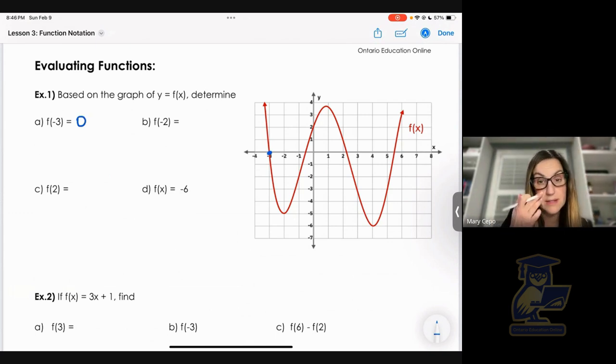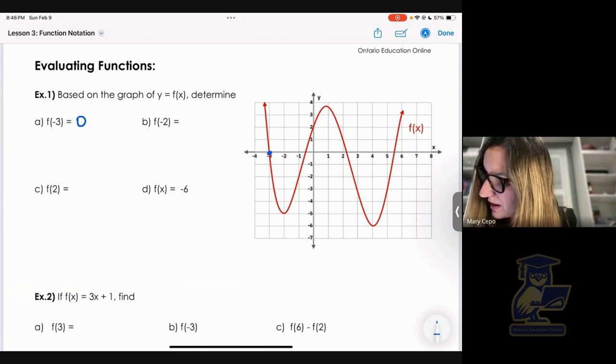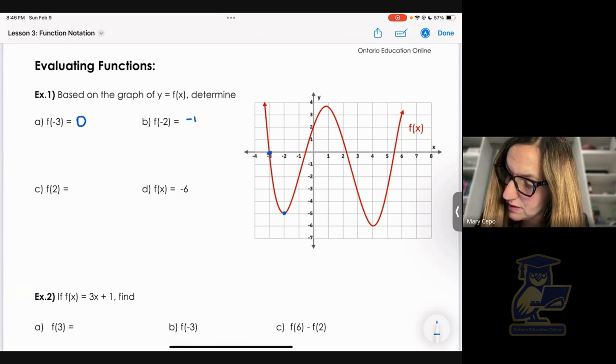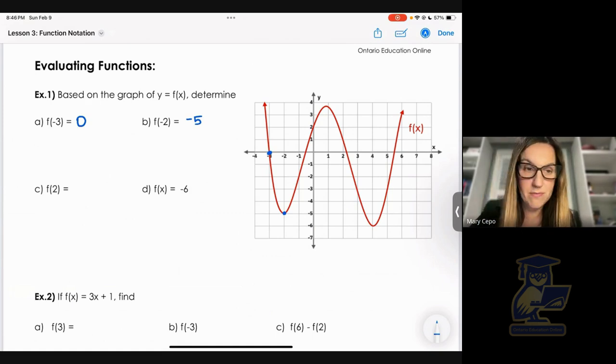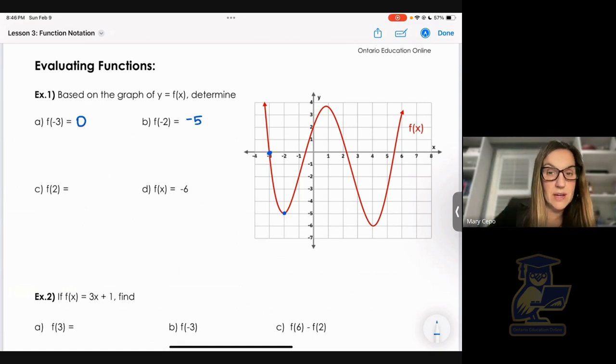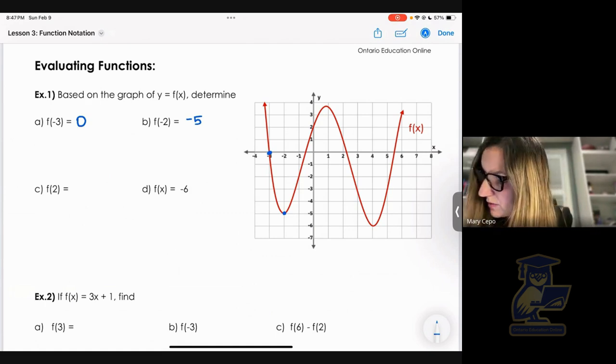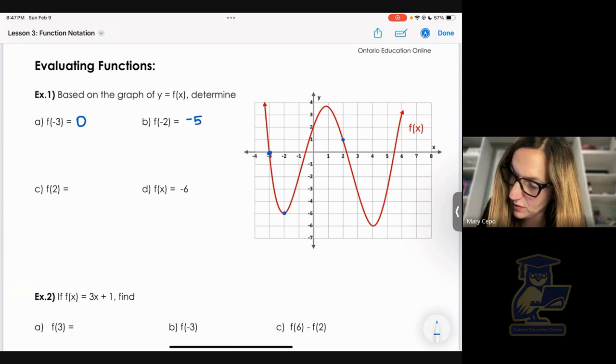Okay, at B, it's asking us when x is equal to negative 2, so our input, what is the corresponding output? So going to x equals negative 2, following all down here, we can see that the output is negative 5. For C, we want f of 2. So when x is 2, what is the corresponding y value? We can say the corresponding y value is 1.